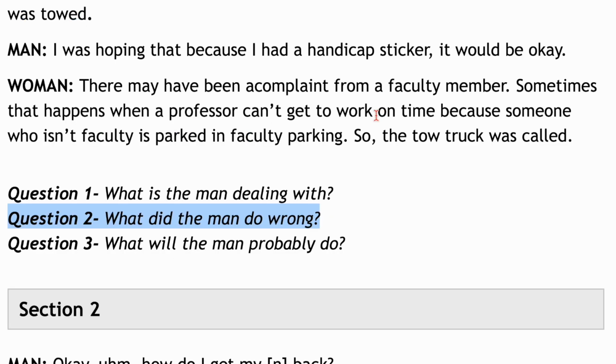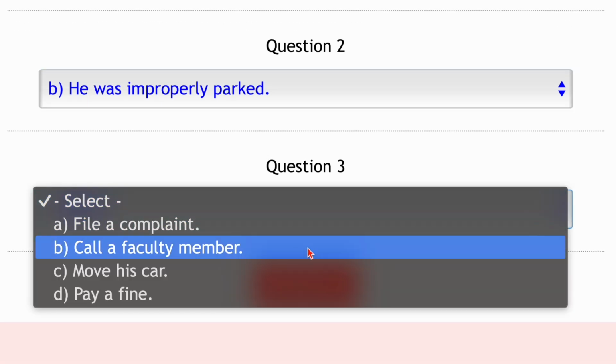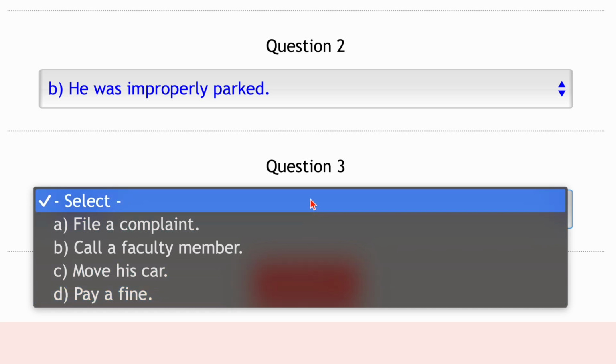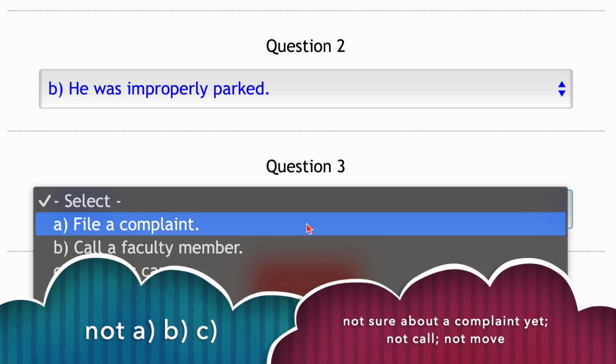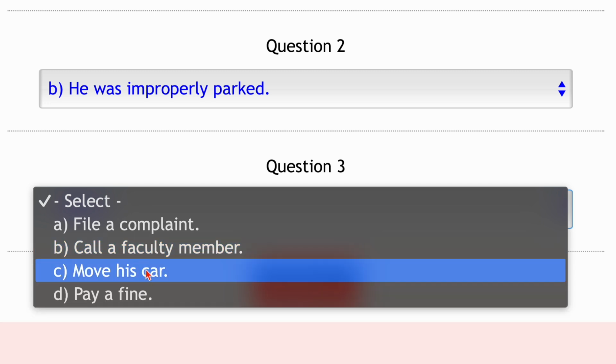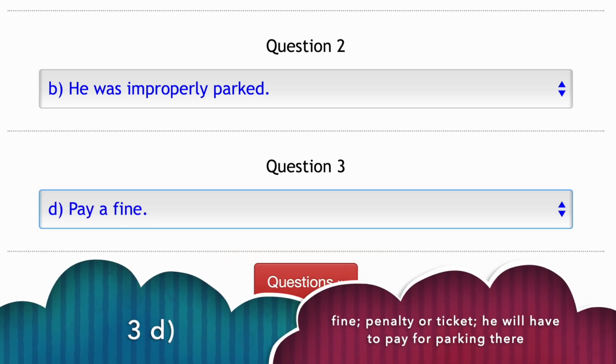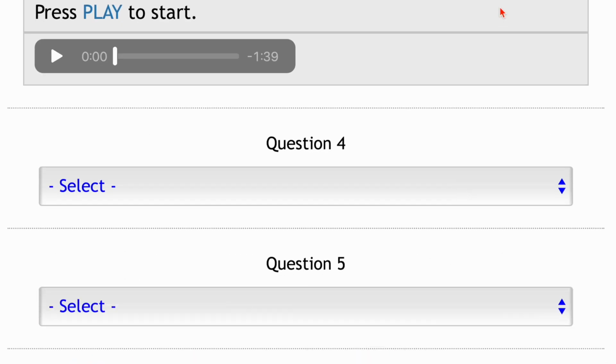And what about number 3? What will the man probably do? File a complaint, call a faculty member, move his car, pay a fine. Well, probably not file a complaint or call a faculty member, and definitely not move his car because his car was towed. So it should be pay a fine, a ticket. He will probably have to pay a ticket for parking in the wrong place. Okay? All right, so what about question 4?